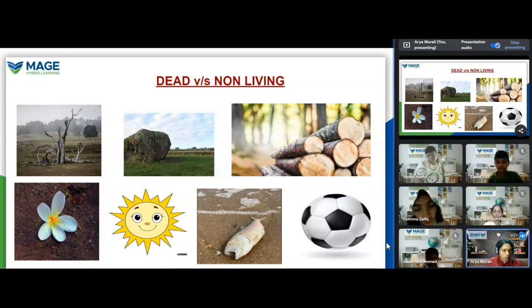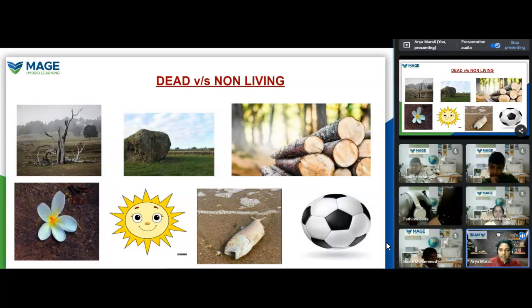Okay, one more heading is there: dead and non-living. What is the difference between dead and non-living? Is dead a non-living thing? A living thing dies and a non-living thing doesn't. Yes, dead means it was once alive. Now it is not alive. Non-living means it can never be alive. It can never have life. That is a non-living thing. But dead means it was once living, but now it is not living.